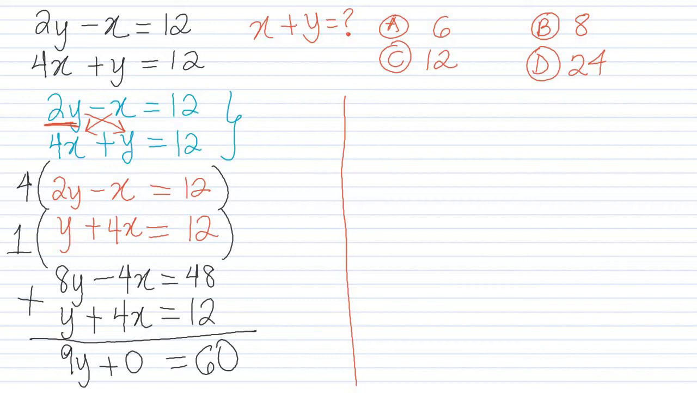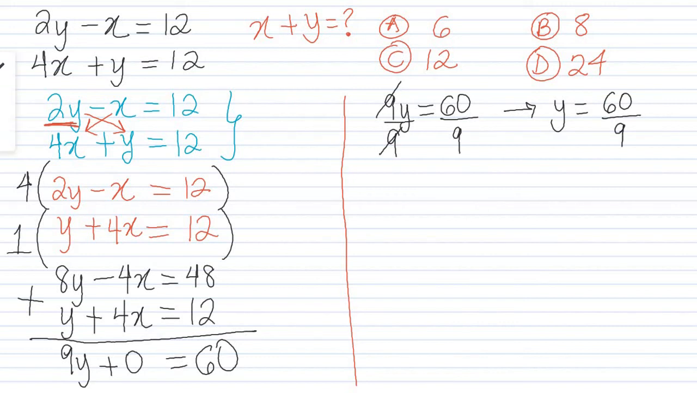So what we end up with is 9y equals 60, and we're going to divide both sides of the equation by 9. So cancel here, cancel here. That would be y equals 60 over 9. And we can first cancel. 3 and 9, 3 into 9 is 3, 3 into 60 is 20. And hence y equals 20 over 3.